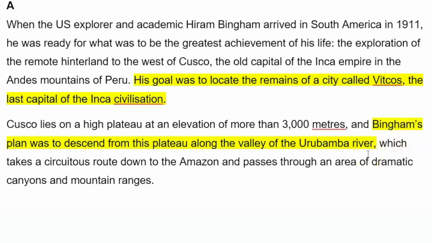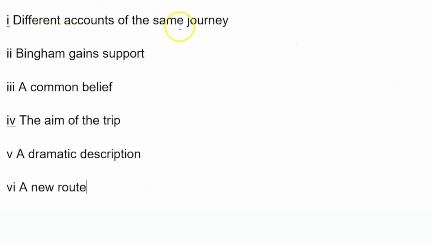Now, look at the headings. First, different accounts of the same journey. Account means description. Different descriptions. We don't have any information about different descriptions. Second, Bingham gains support. We don't have information about support. Third, a common belief. We didn't read anything about a common belief.